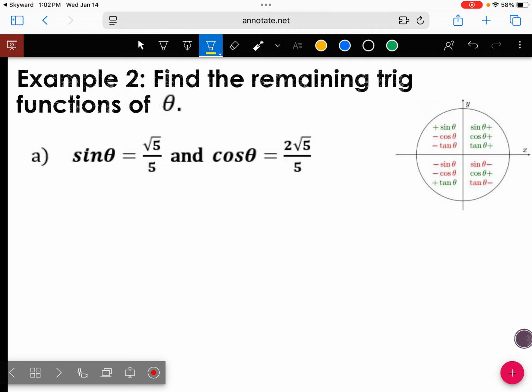You always start off by trying to figure out what quadrant we are in. They gave you 2 hints. Using those 2 hints, you have to figure out what quadrant we are in. They said sine is positive, and they told us cosine is also positive. What quadrant has a positive sine and a positive cosine? Quadrant 1. Because we're in Q1, we just have to remember everything is positive.